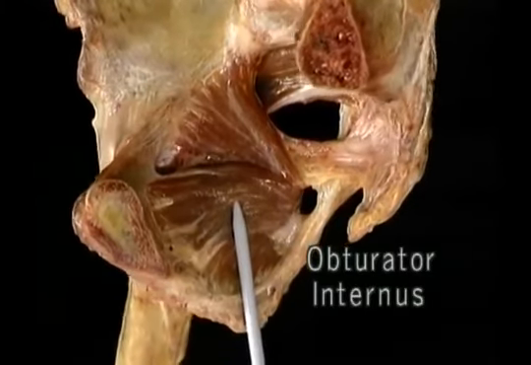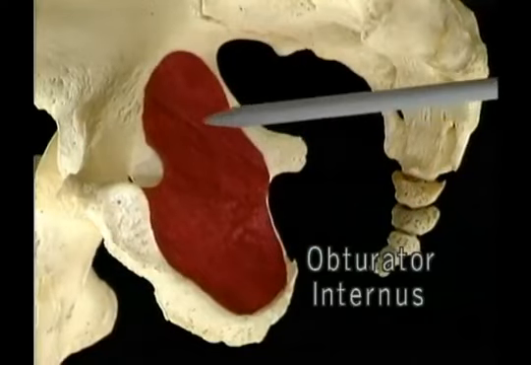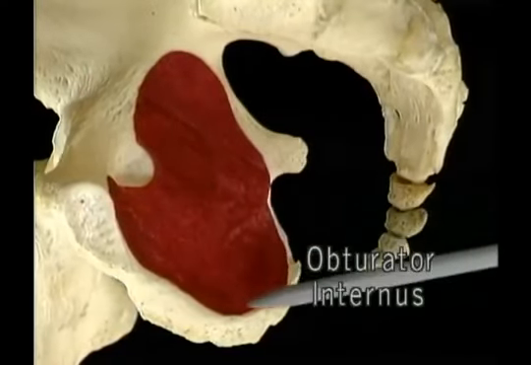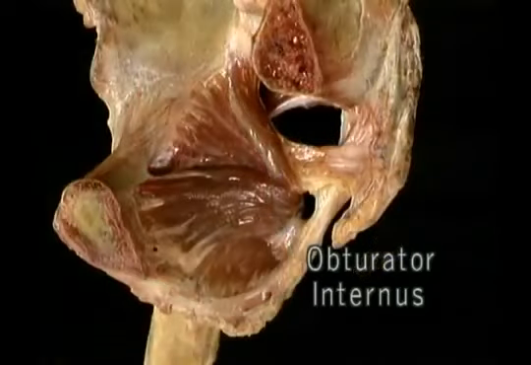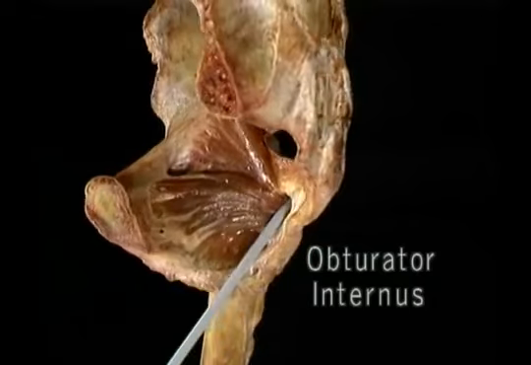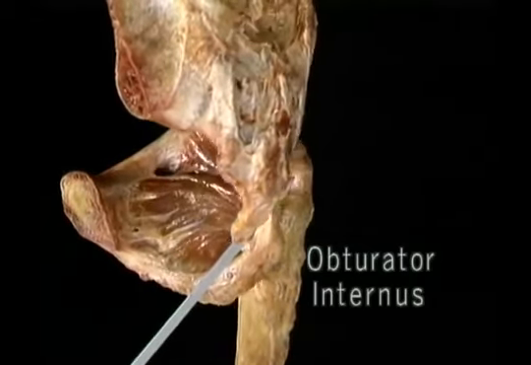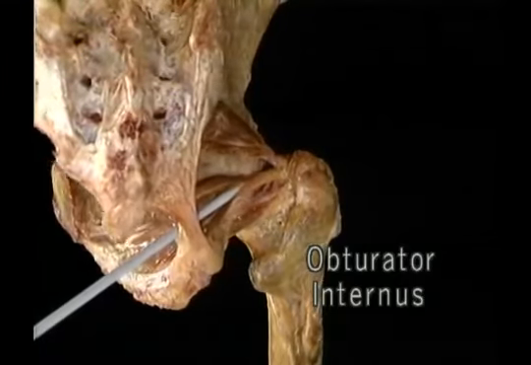Here's obturator internus. It arises from this wide area on the ilium and ischium, and from the obturator membrane. It leaves the pelvis through the lesser sciatic foramen. As it passes round the back of the ischium, obturator internus does a 90-degree turn.